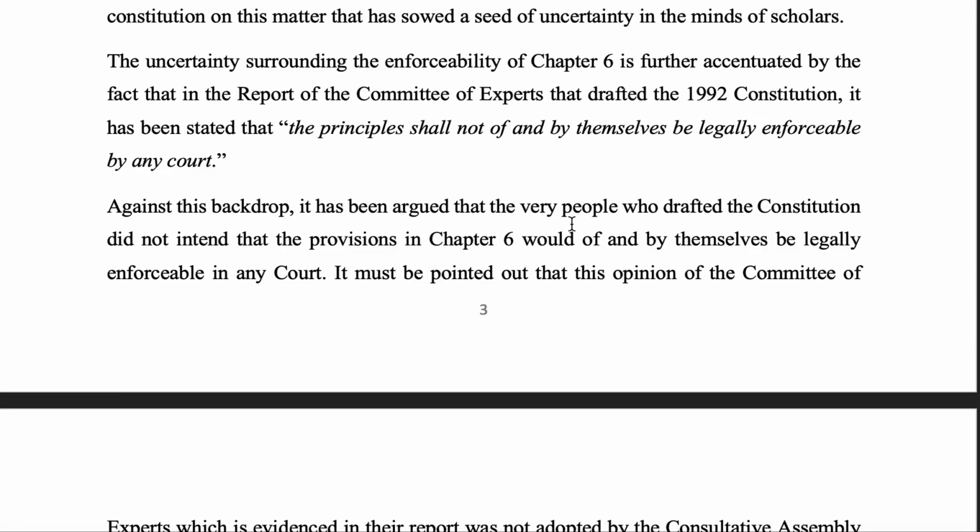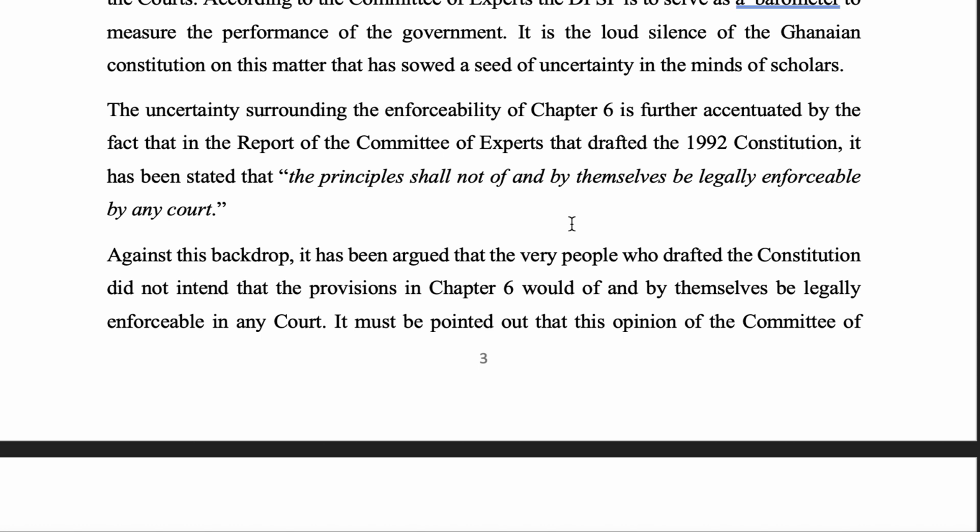The point we made is that the people that even drafted the 1992 Constitution themselves mentioned that the principles shall not of and by themselves be legally enforceable by any court. Meaning that those who drafted are saying that Chapter 6 is not supposed to be enforceable of and by themselves. Meaning you are making progress in addressing the first part.